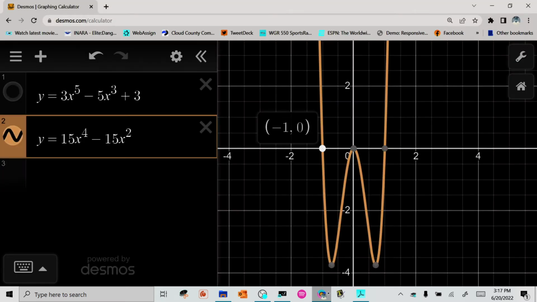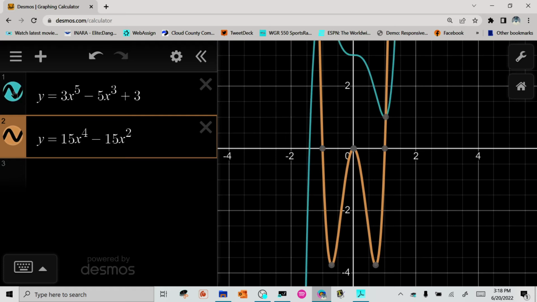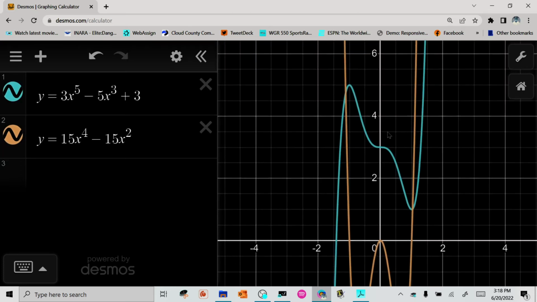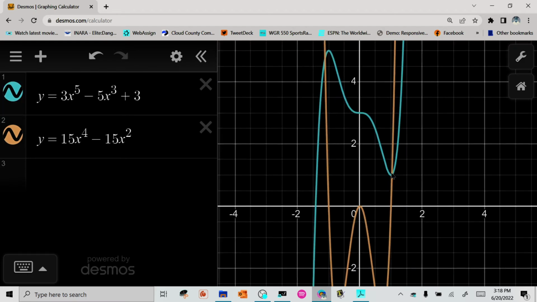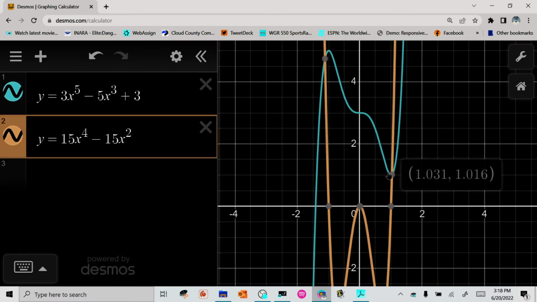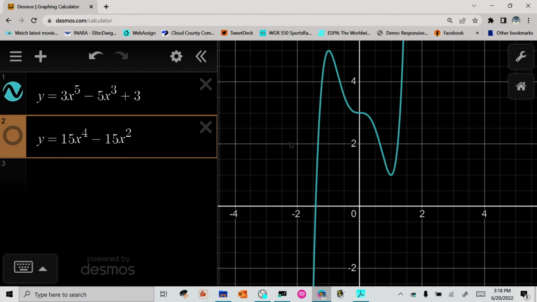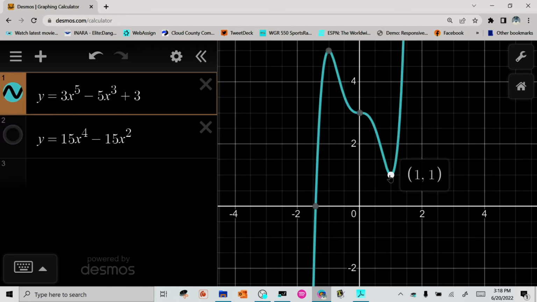All right, so let's go ahead and compare this now to our original. Notice what happens. At minus 1, we have a maximum. Right here, we have a horizontal point of inflection. And then down below, I'm going to shut this off, this right here is going to be the relative minimum in that location.